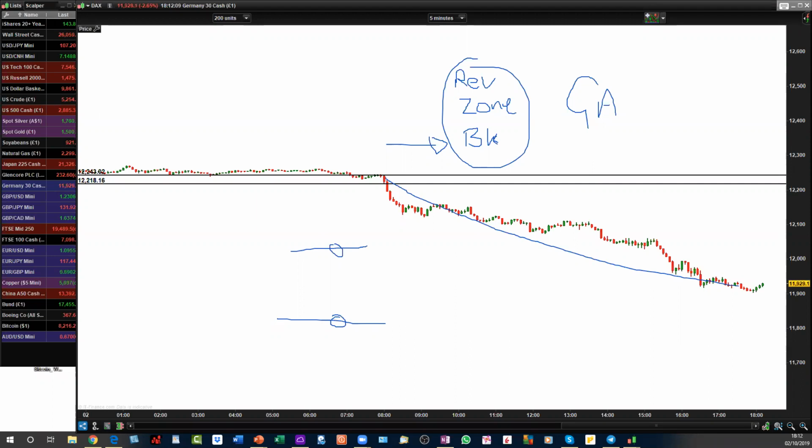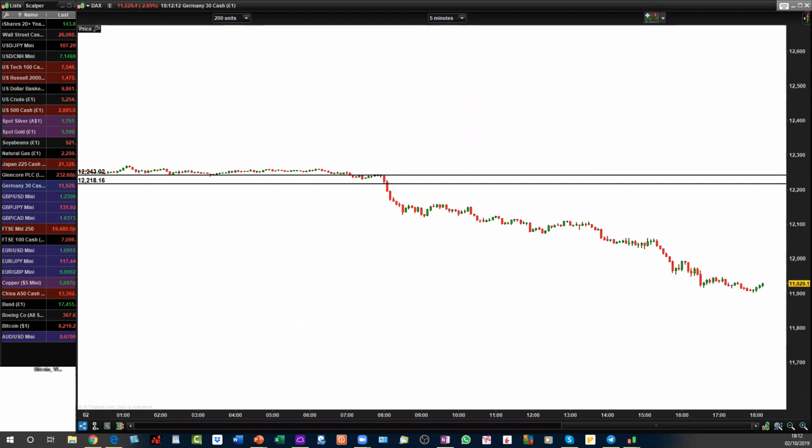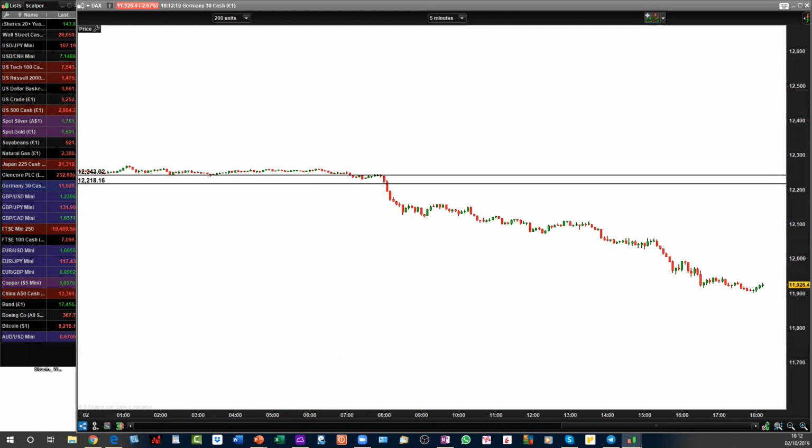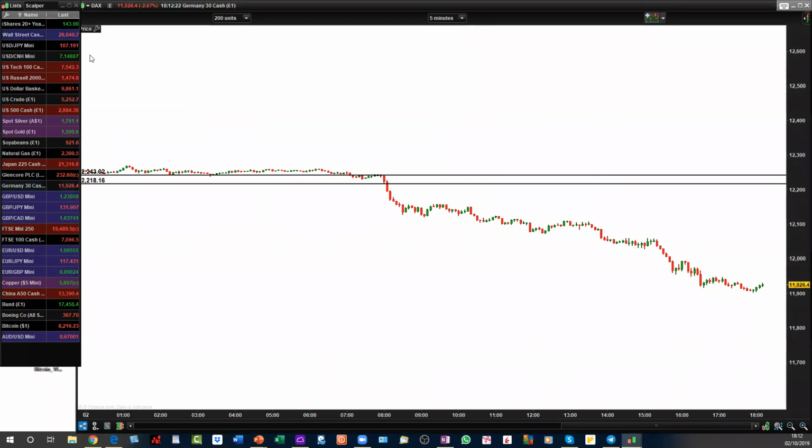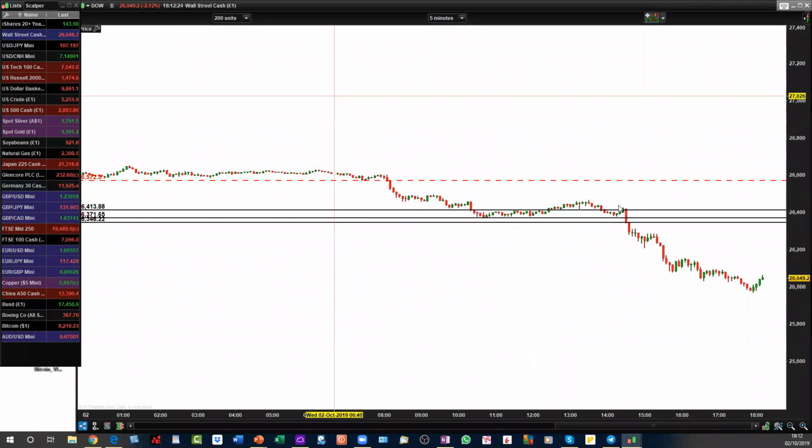As I said, I've shared some of the comments with you today that some of the members have said. Let's just go on now and look at the Dow. So this is how we had the Dow set up today.